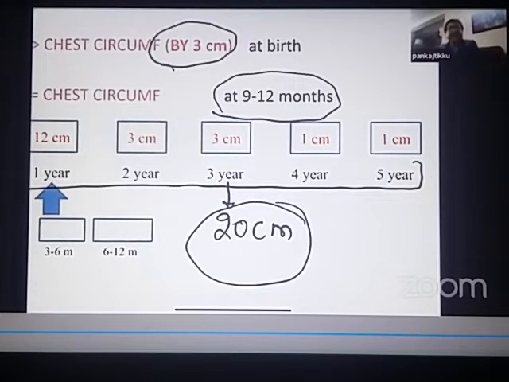It is a 12 centimeter increase which occurs in the first year. Out of the 20 centimeters increase which occurs in 5 years in the head circumference, you can see 12 centimeters increase occurs in the first year only. Now this is very, very important. Head circumference is growing very, very fast in the first year of life. Out of the 20 centimeter increase that occurs in 5 years, 12 centimeters increase occurs in the first year only.